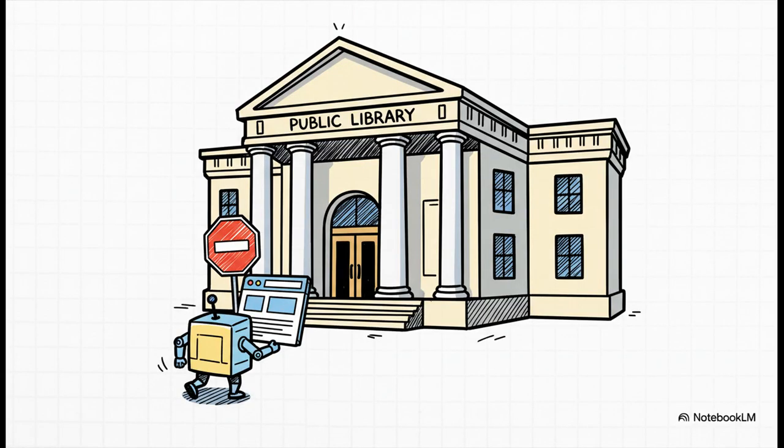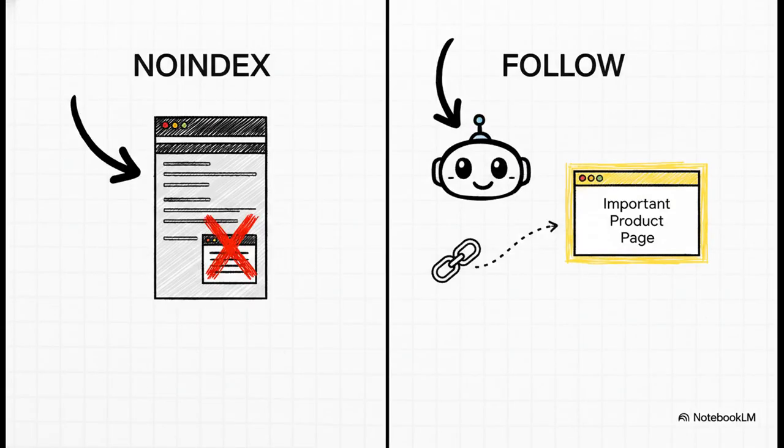You know, some pages on your site are actually useful for your customers, but you really don't need them showing up in Google search results. Think about things like internal search pages or filtered views. For these pages, you can use something called a no-index tag. It's a simple command that basically tells search engines, hey, you can look at this page, but please don't add it to your public library. And here's the little code snippet for that.